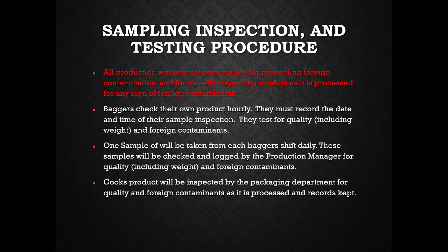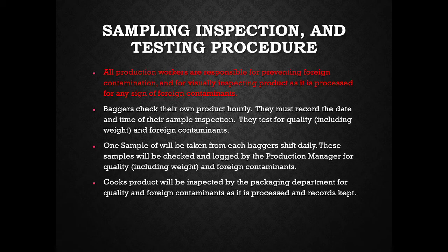Sampling, inspection, and testing procedure. All production workers are responsible for preventing foreign contamination and for visually inspecting product as it is processed for any sign of foreign contamination. There will be a question on the test that asks you who is responsible for preventing foreign contamination, and the answer is everyone.